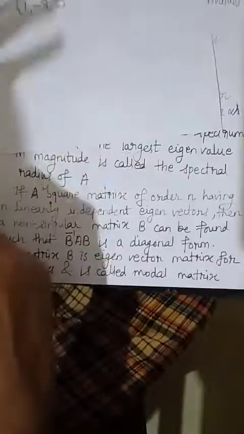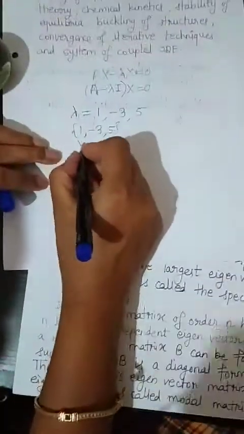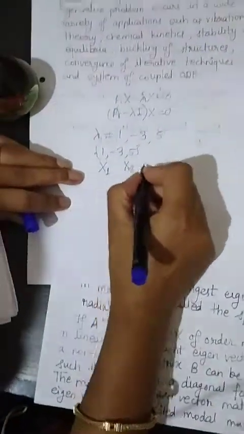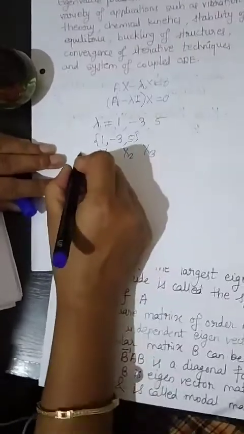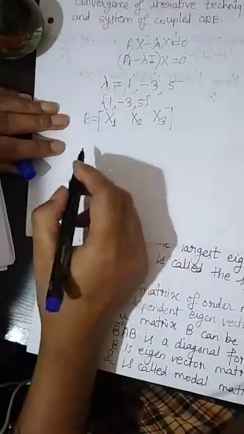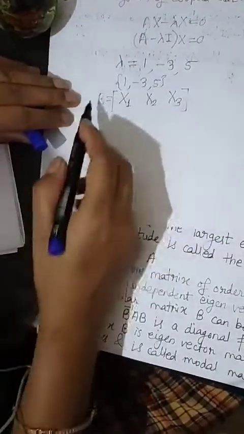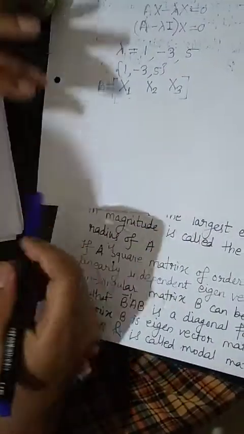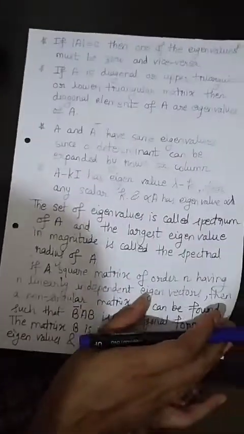Modal matrix is, suppose we have 3 eigenvectors x1, x2, x3. So modal matrix is nothing but the matrix of these eigenvectors, that is x1, x2, x3. This will be called a modal matrix. I hope these concepts are clear to you.